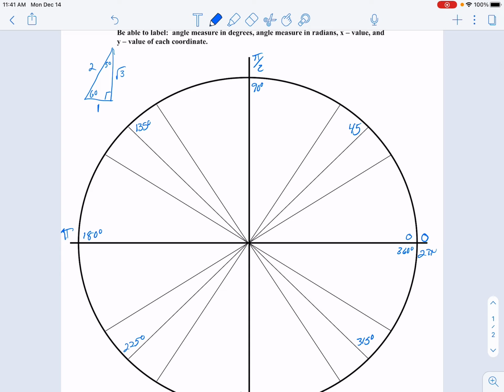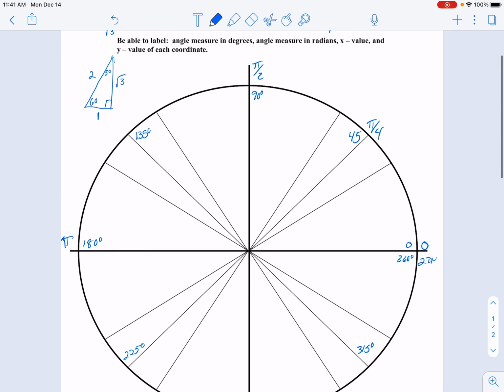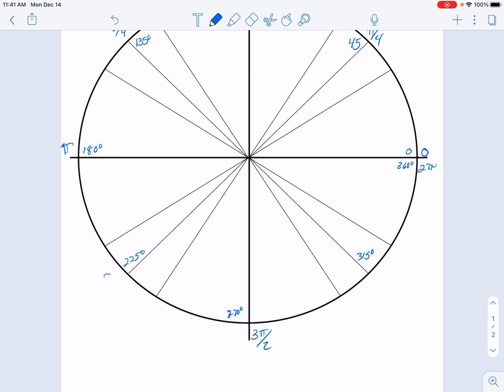Halfway between 0 and pi over 2 is pi over 4. Okay, and so that's 1 pi over 4, 2 pi over 4. This is 3 pi over 4. 4 pi over 4, 5 pi over 4, 6 pi over 4, 7 pi over 4, and 8 pi over 4. Well, 8 pi over 4 is the same as 2 pi. All right.